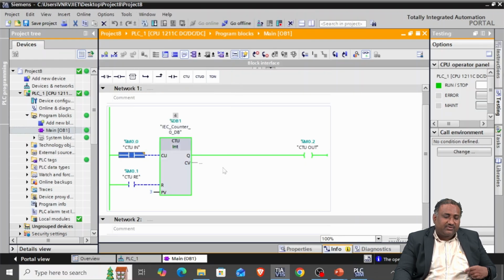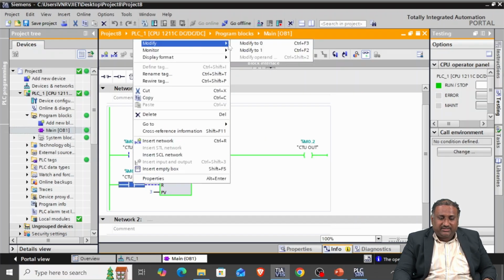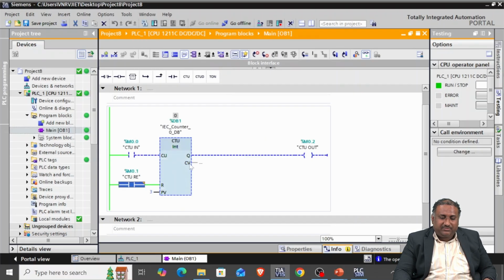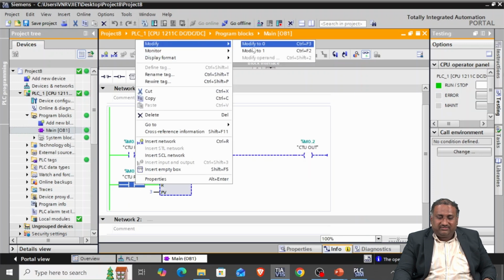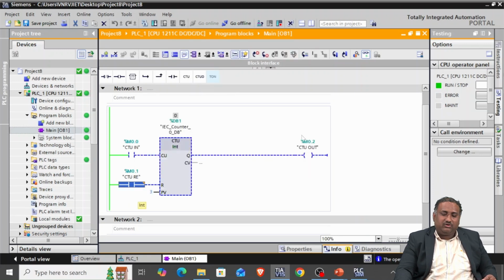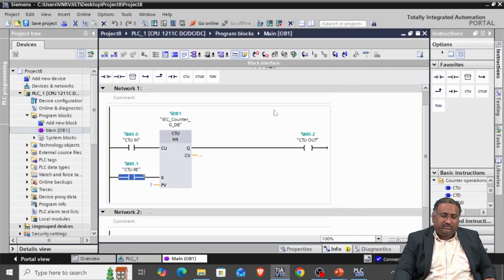In order to reset the system, we need to make the reset button high. When we make the reset button high, the system will be reset, the cumulative value will be made equal to 0 and the output will be made low. And once the reset switch is made low, then we can perform the operations. So this is how a typical up counter works.